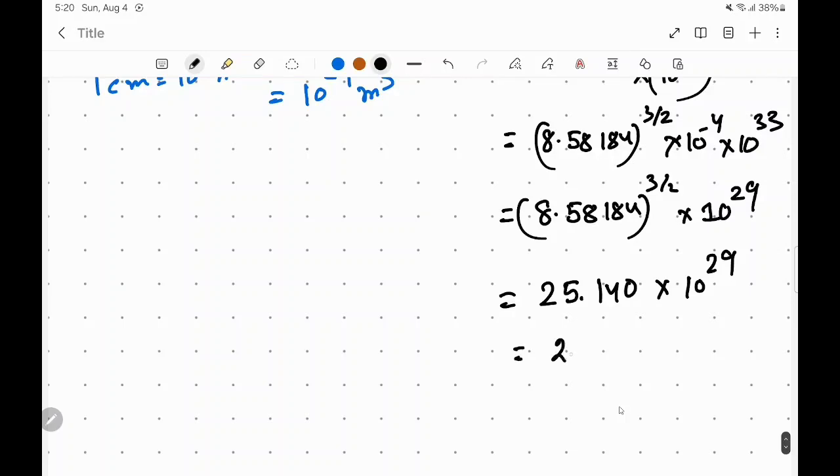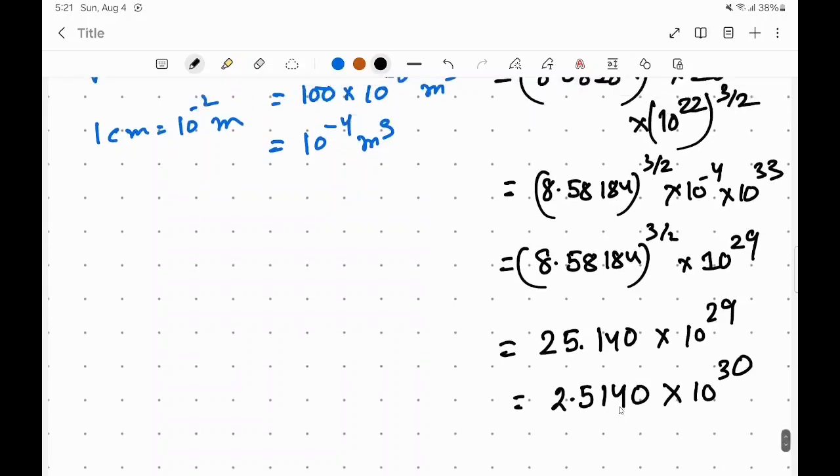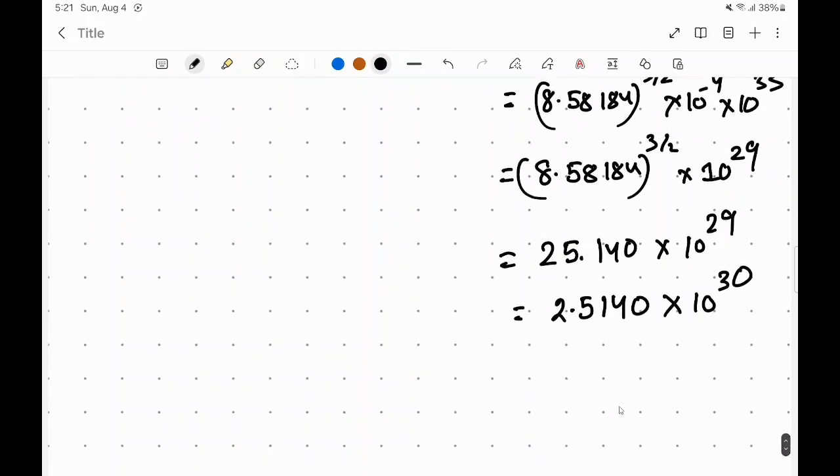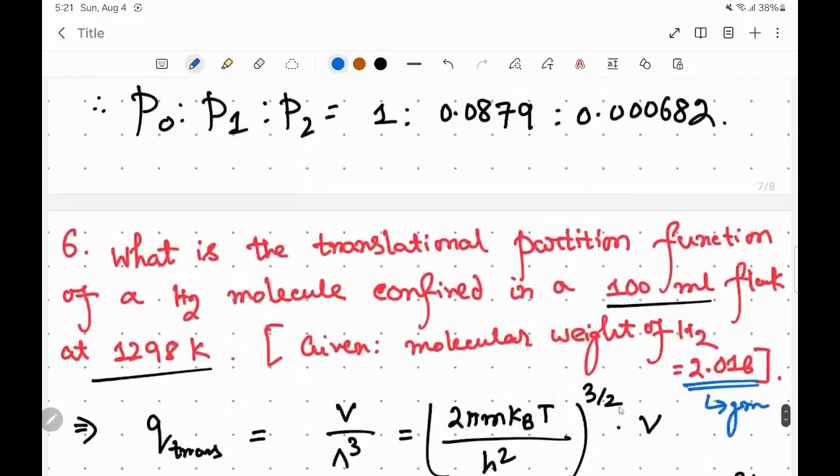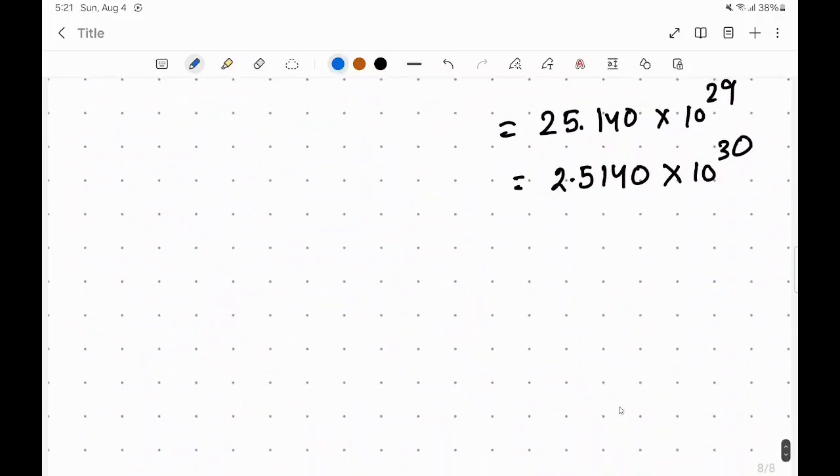Or you can write it. Correct? Yes. So this is the value of translation partition function. Translation partition function always has this kind of value, of order 10 to the power 20, 30. Okay, so now question number 7.